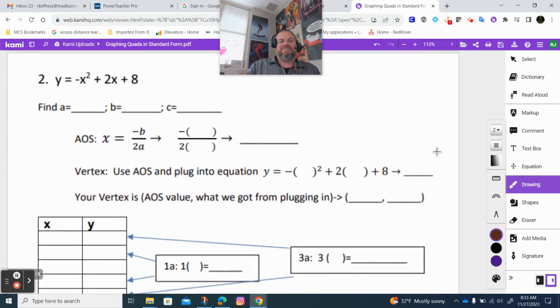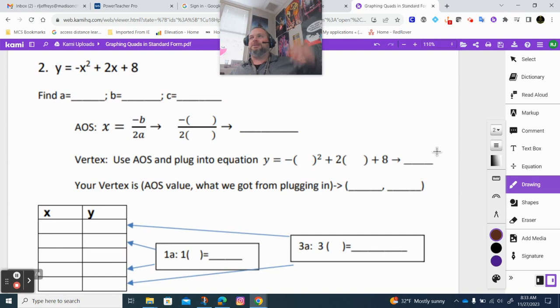All right. So let's look at number 2. Number 2. So, all right. On number 2, what is the number in front of the x squared? Negative 1. Okay. And so that would mean B would be 2 and C would be 8. Awesome. Okay. So we found those things now.